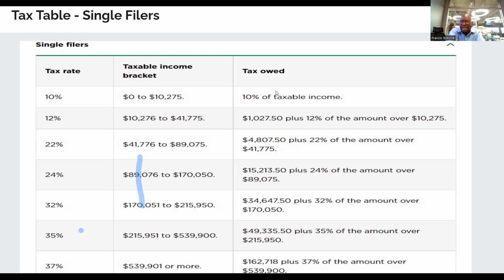So the tax, it's not that it's going to pay 22% of $86,000. Please get it right. It's not paying 22% of $86,000. It's going to pay $4,807.50 plus 22% of the amount over $41,775. That is the way it's calculated.